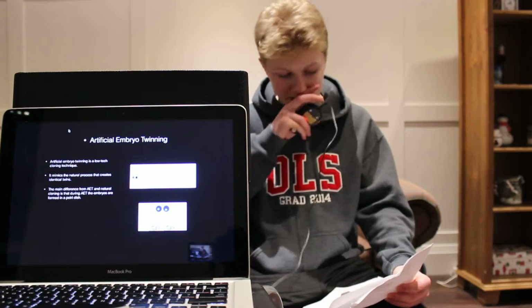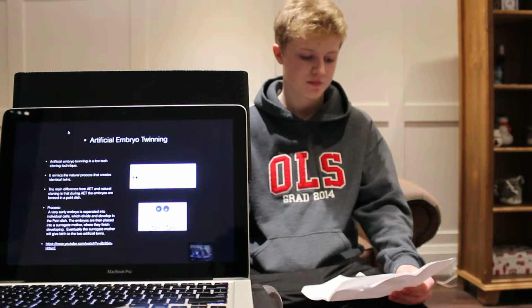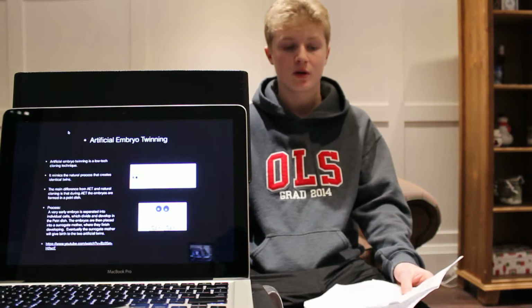So the process of AET is that a very early embryo is separated into individual cells, which divide and develop in a Petri dish. The embryos are then placed into a surrogate mother where they finish developing. Eventually the surrogate mother will give birth to the two newly cloned artificial twins.